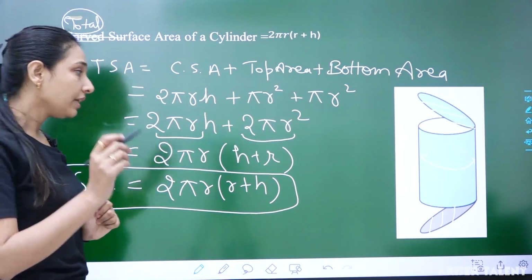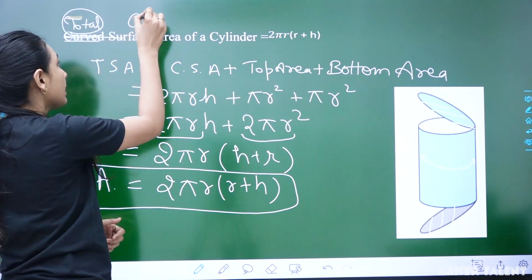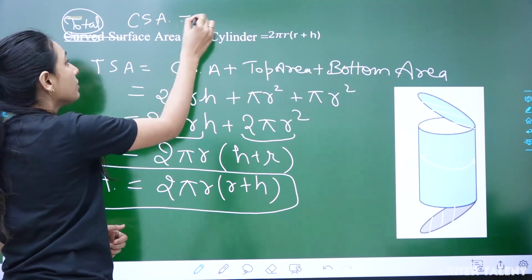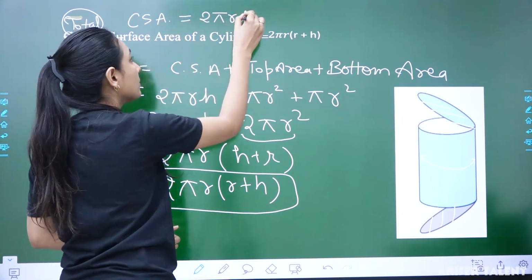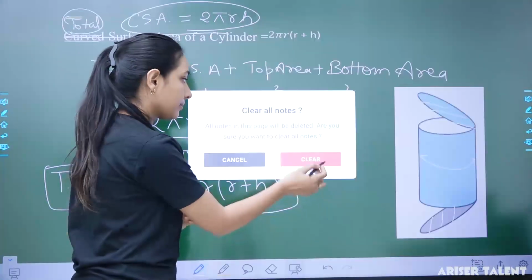Noted completely. We have come across two formulas. First, the total surface area, and secondly, the curved surface area, which is equal to 2 pi r h. Now, is it clear to you? Any confusion in that? No?